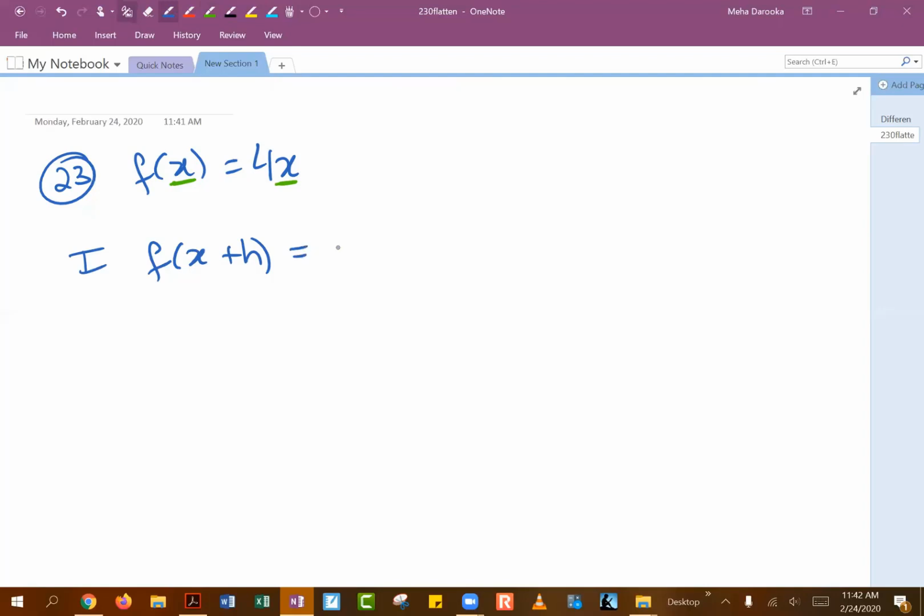So that means I originally have a 4. I'm keeping that 4 as it is, but instead of x, I'm going to replace it with x plus h, and that's it. There's no FOIL. There's no two terms that had x in it, just this little guy here. And then all you are doing is taking that 4 and distributing that, which gives you the 4x plus 4h, and you're actually done with that first part.